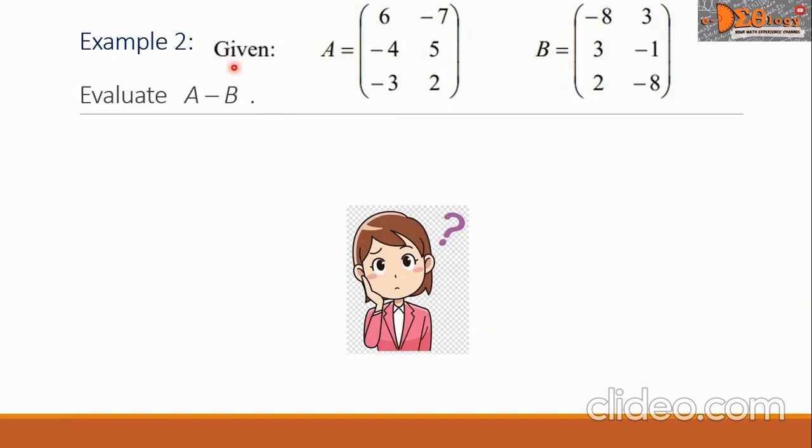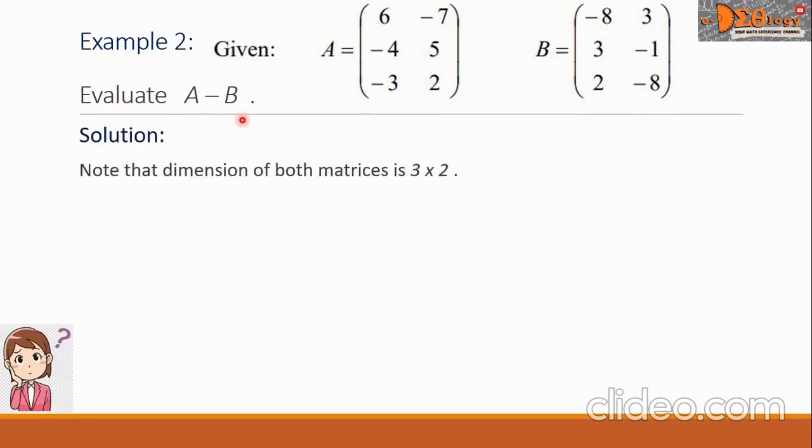Example 2. Given matrix A: 6, -7, -4, 5, -3, 2. Matrix B: -8, 3, 3, -1, 2, -8, respectively. Let us evaluate A minus B. We note that the dimension of both matrices is 3 by 2, meaning 3 rows by 2 columns.